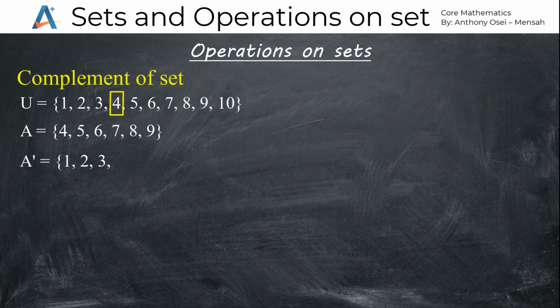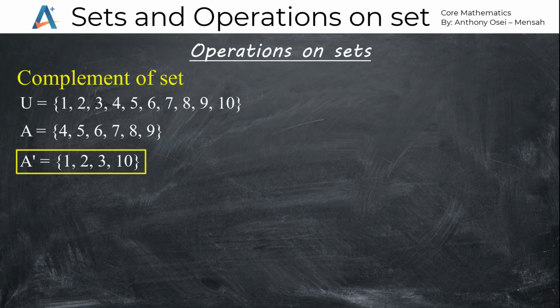Now, 4 is in the universal set, and 4 is in the subset A. 5 is also in both sets. 6 is in both sets. 7 is in both sets. 8 is in both sets. 9 is in both sets, but 10 is in the universal set, and 10 is not in the set A. So 10 is also part of the complement for the set A. So the members for the complement of A will be 1, 2, 3, and 10.